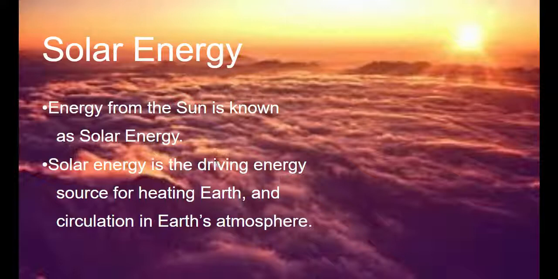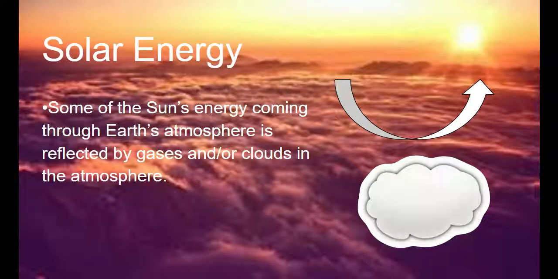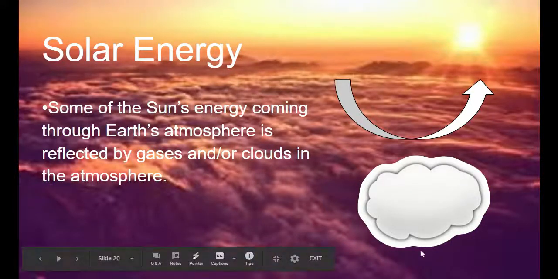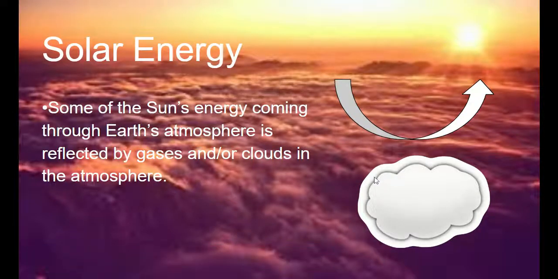All right, solar energy. Solar energy is just energy from the sun. Solar energy is the driving energy source for heating Earth and circulating in Earth's atmosphere. Some of the sun's energy coming through Earth's atmosphere is reflected by gases and or clouds in the atmosphere. So again, we talked about the thermosphere. It reflects that solar radiation back out into space. Clouds do the same thing. So the top parts of clouds are actually reflecting that solar energy as well.